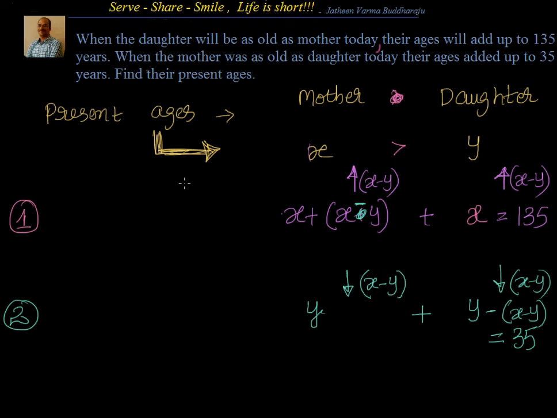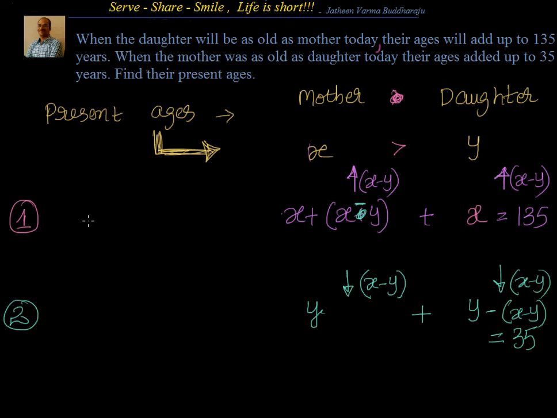Let's go to the second condition. In the second condition, the mother was as old as daughter today. What is daughter's age today? Y. So mother was Y years at that time. Presently she is X years. How many years back was she Y years? That is nothing but X minus of X minus Y. So I have to go back X minus Y years. When I go back X minus Y years, for the daughter also I have to go back by X minus Y years. In that scenario, the sum of their ages is 35. So these are the two equations we have. Let me simplify and write it here.